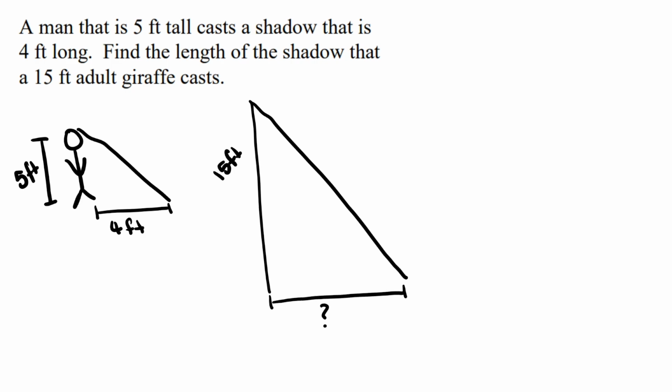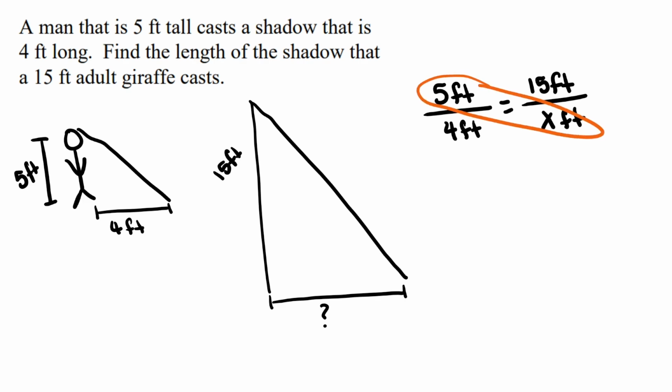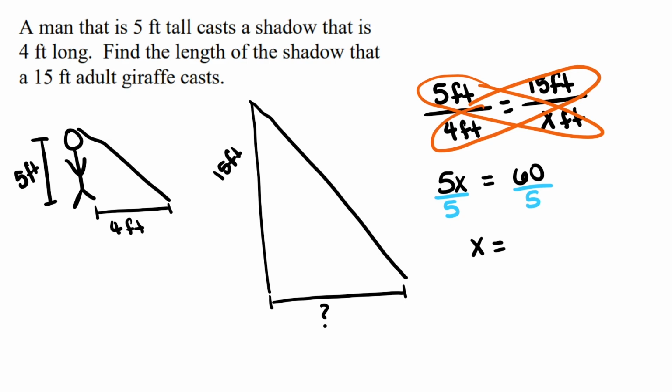So we'll set up our proportion. Our 5-foot tall man casts a 4-foot long shadow, which is equal to a 15-foot tall giraffe, which casts an x-foot shadow because we don't know. We'll cross multiply. So 5x is equal to 15 times 4 is 60. Divide both sides by 5. And we're left with x is equal to 12 feet long.